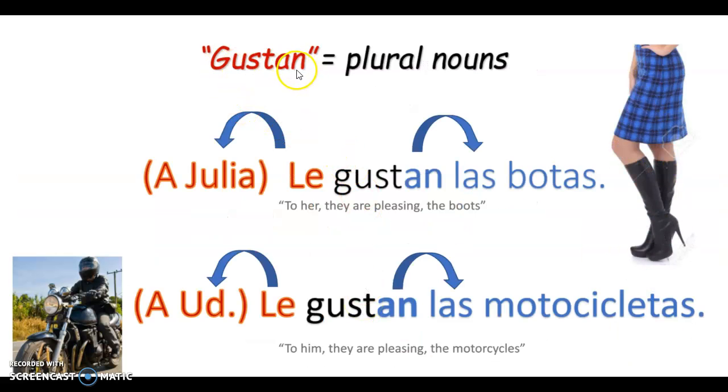You use gustan for plural nouns. For example, a Julia le gustan las botas. Las botas are plural, so you say gustan. A usted le gustan las motocicletas, or las motos. So gustan, you have to pluralize it, because what is doing the pleasing is plural.